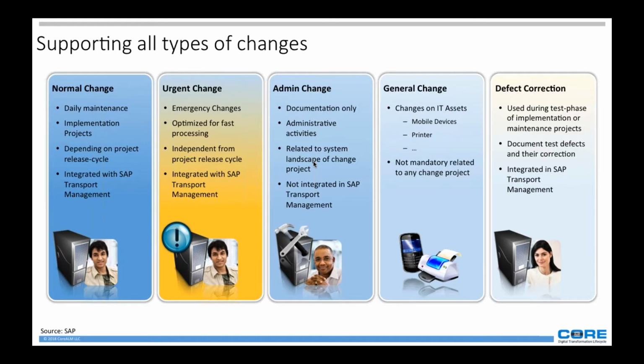So you want to control something. I need a new printer. I want to control the setup of a new server through Charm. That's fine. You can also leverage the general change or the admin change for that. And defect correction is something that you use during your testing phase to fix issues, and it's just another document type, but it can only be created during your test modes. So those are the 5.